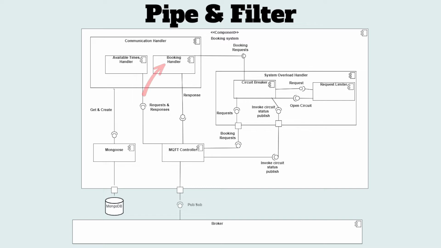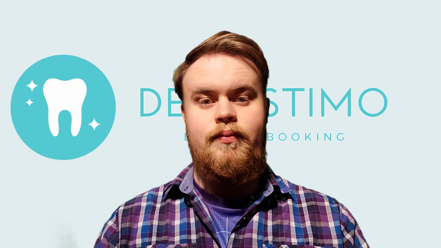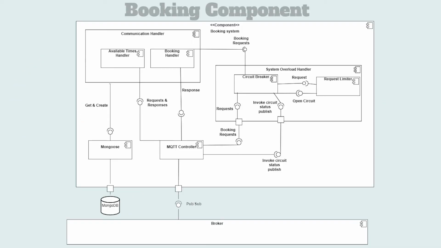The filter takes place in the booking component to filter out the unnecessary information that is not needed for the logic inside the booking component. Now we'll go over the component diagram in more detail. The booking component is used to deal with customer bookings.